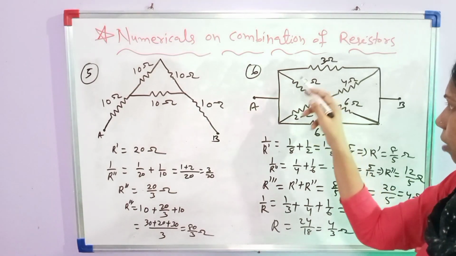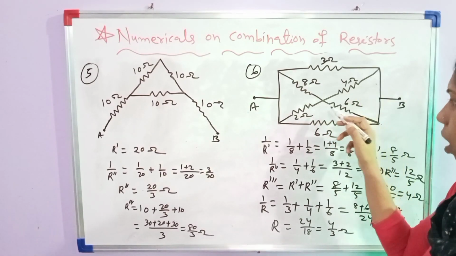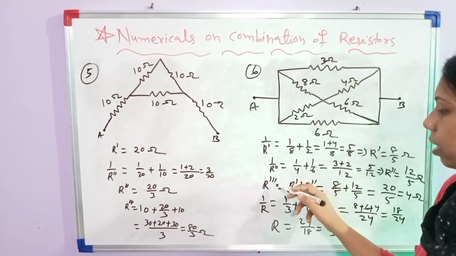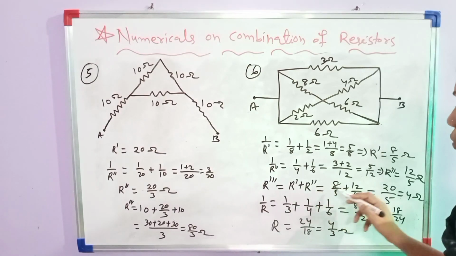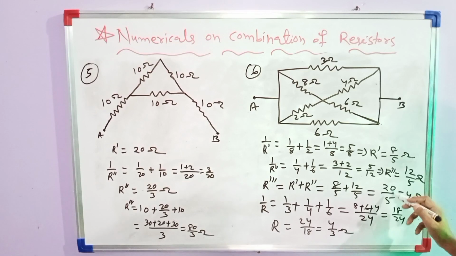Next, this combination and this combination are in series. So let their equivalent resistance be R triple dash. So R triple dash equals R dash plus R double dash equals 8 upon 5 plus 12 upon 5 ohm equals 20 upon 5 equals 4 ohm.